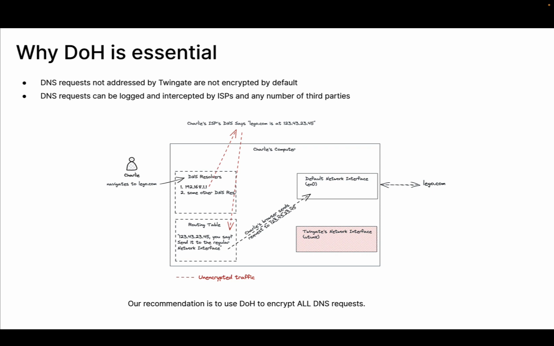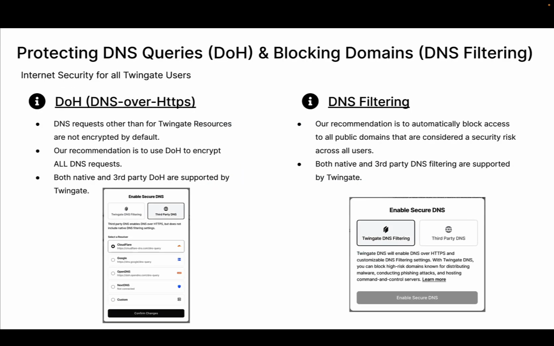So the very first thing you should do in Twingate is activate DoH and possibly DNS filtering. And so we'll see how all of that is configured in Twingate. But that's why DoH is so important. Again, Twingate provides DNS filtering and DoH both as a native feature, but also as a third-party integration. So we'll see how both of those things are implemented in Twingate today.